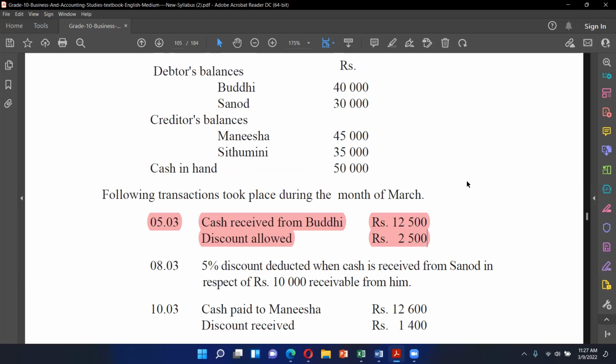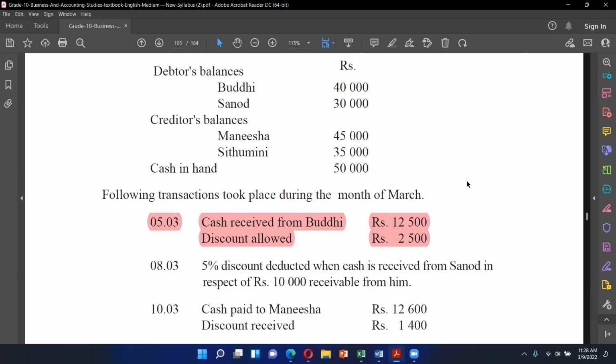Discount allowed debit rupees 2,500. And debtors debit. No, debtors credit. Debtors credit. First you take the cash you receive. Easy way is this. So when you receive cash always debit.